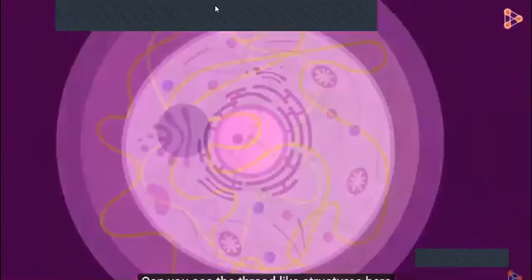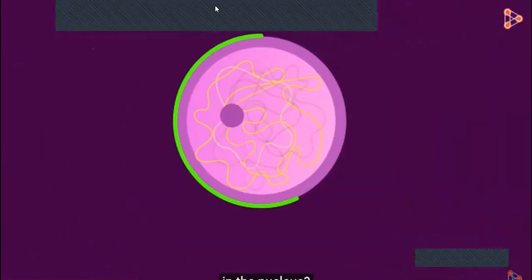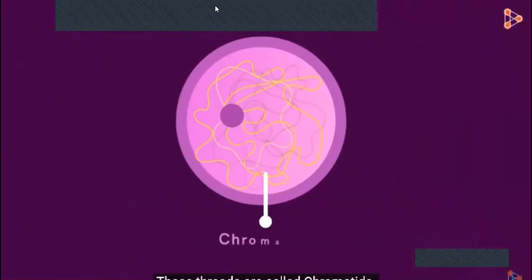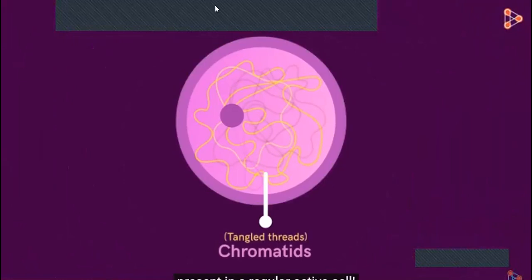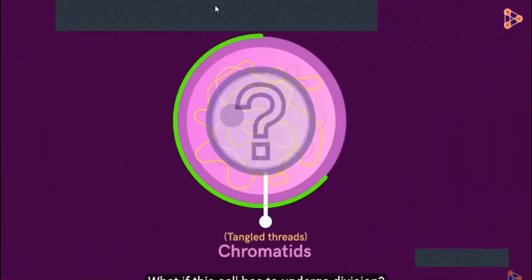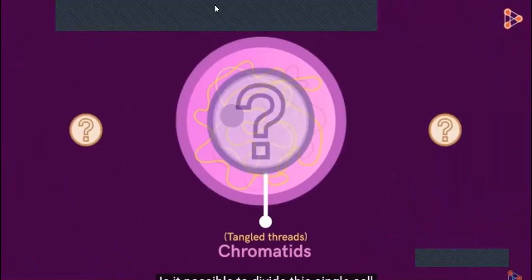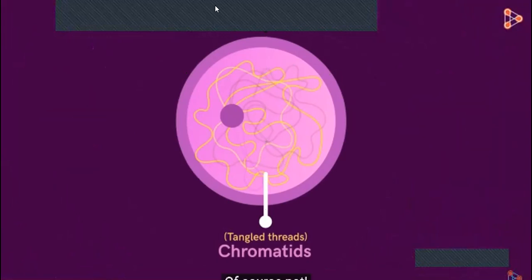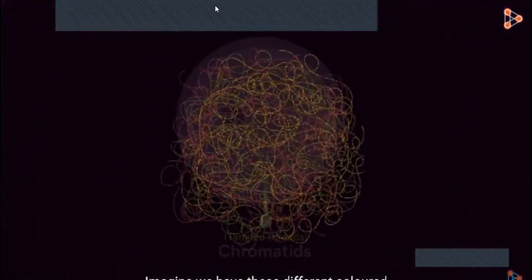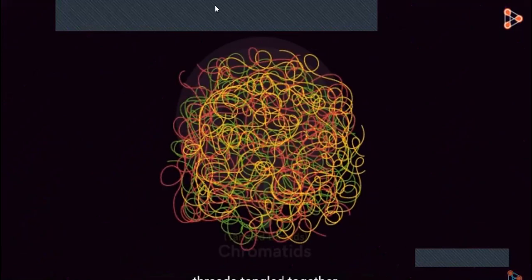Can you see the thread-like structures here in the nucleus? These threads are called chromatids. They are usually tangled in this fashion when present in a regular active cell. Now, what if this cell has to undergo division? Is it possible to divide this single cell into two equal halves with such a tangled bundle of threads? Of course not.